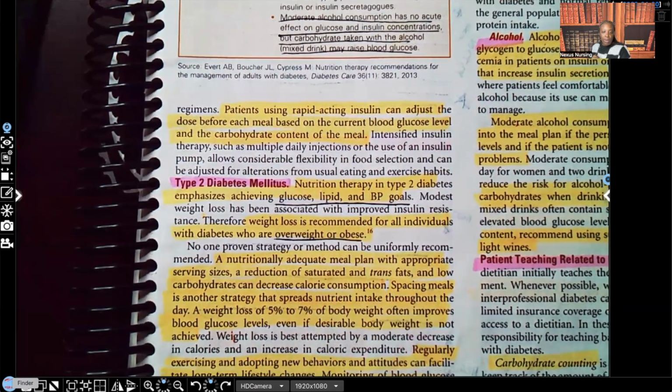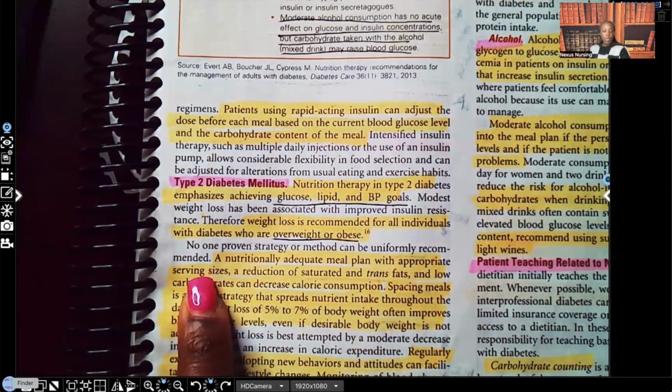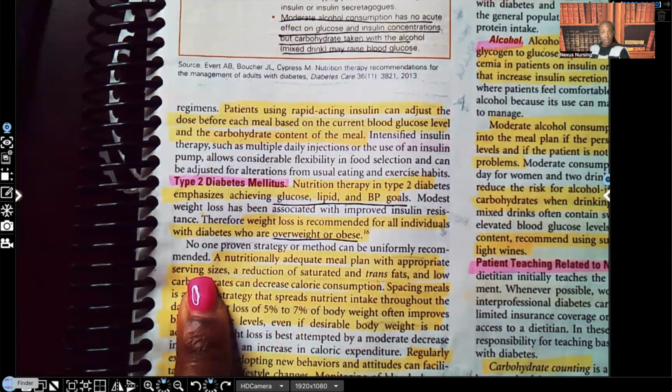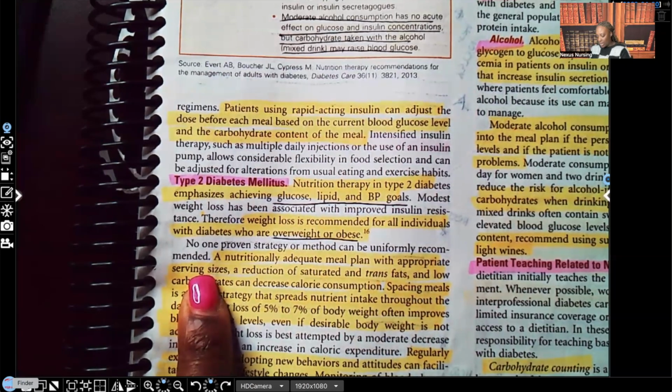So let me stop right there. So guys, not only decrease serving size, because it says right here, let's take a look, decrease serving size. What's a good way to do that? Smaller plates. Start using smaller plates, and that will help to decrease the serving size.